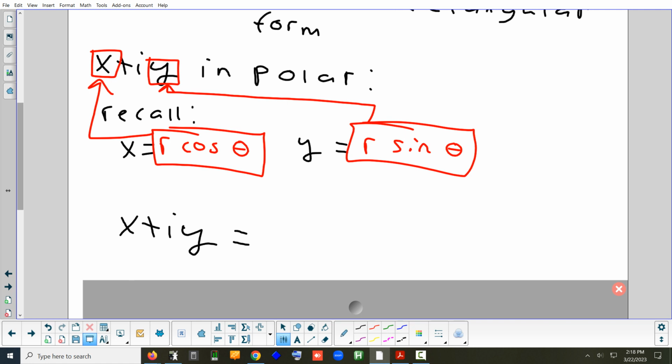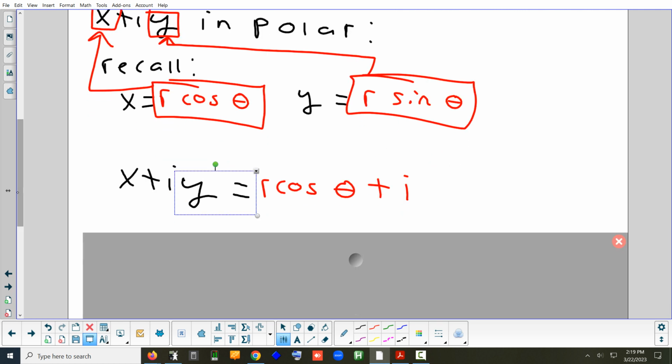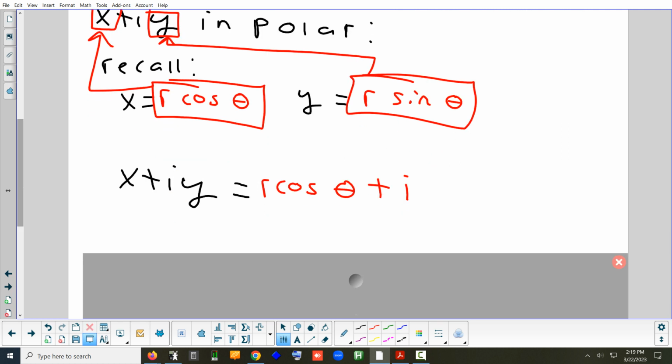Okay, so what are we going to change x to? R cosine theta. Don't do anything with the plus sign. Don't do anything with the I. And what are we going to change y to? R sine theta. That is how you write a complex number in trig form.